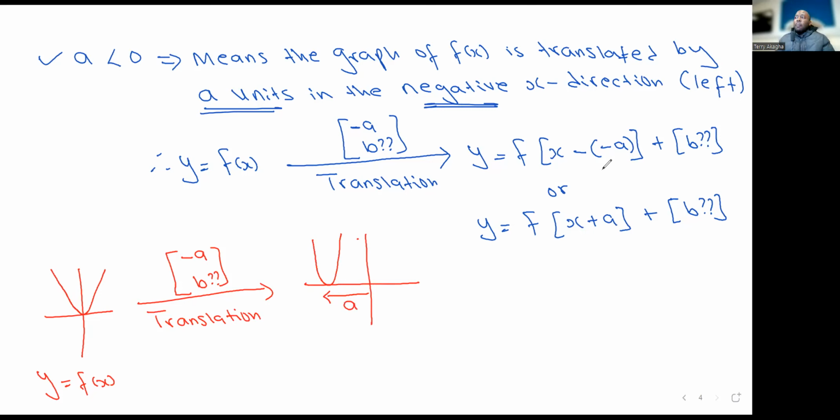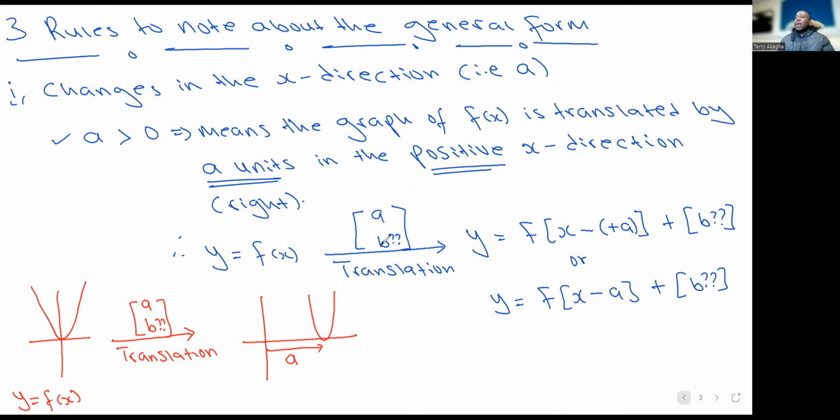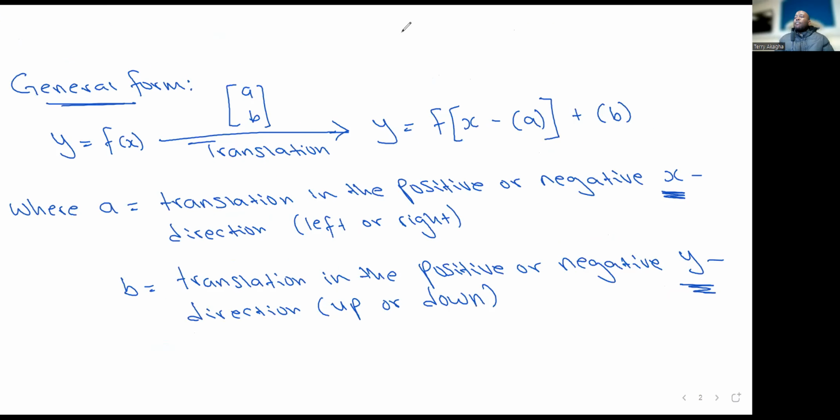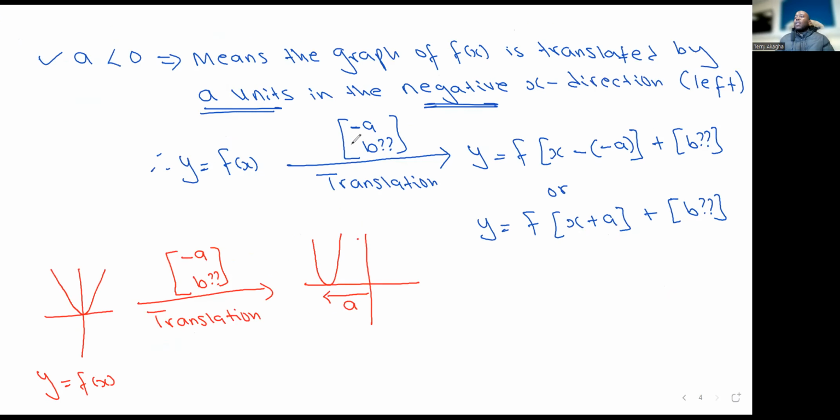So the minus we're talking about is the minus in the bracket. Please don't forget that. There's a minus in the bracket. Okay? So it's going to move by a units to the left. So when a is positive, the graph will move to the right. And when a is negative, the graph is going to move what? To the left. All right? Okay.